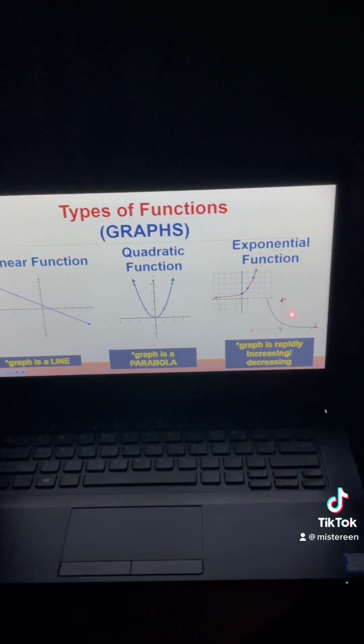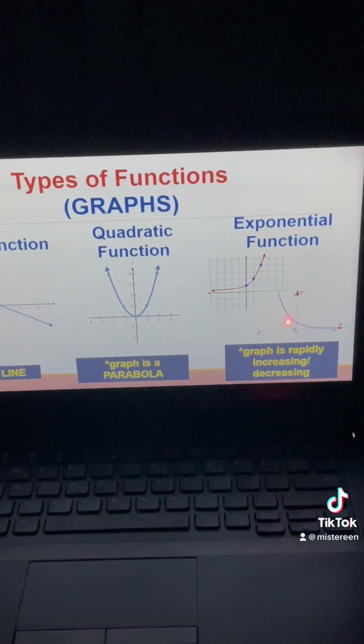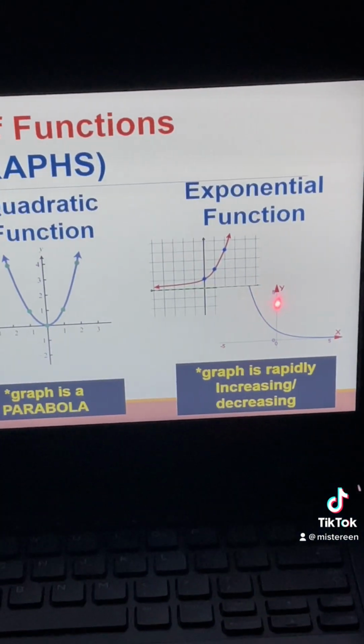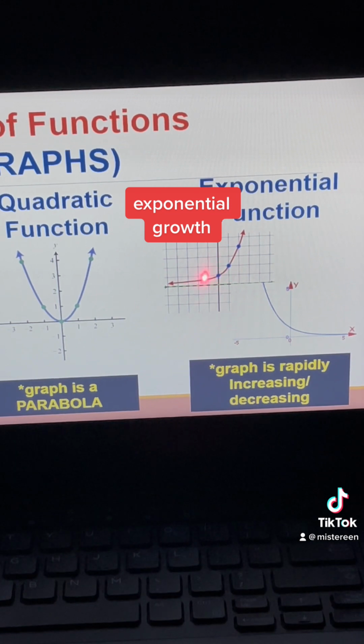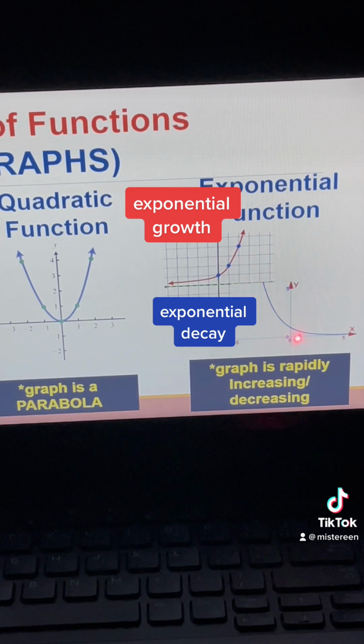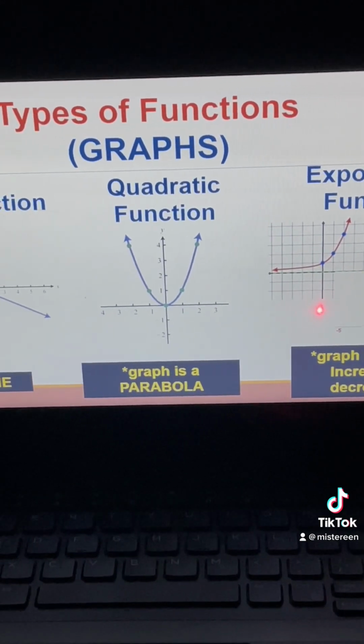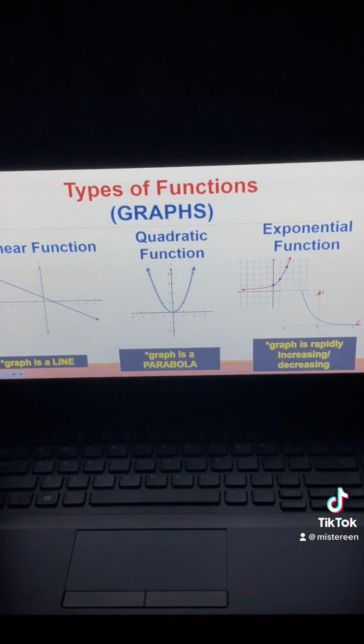Now for exponential functions, the graph looks like this. In an exponential function, the graph is different from a parabola. The graph can be increasing from left to right, rapidly increasing from left to right. You call it an exponential growth. Or your graph can be decreasing from left to right. You call it an exponential decay. It's different from a parabola if you compare it. So your exponential function can either be a growth, just like this, or a decay. So these are the three different graphs for each type of function.